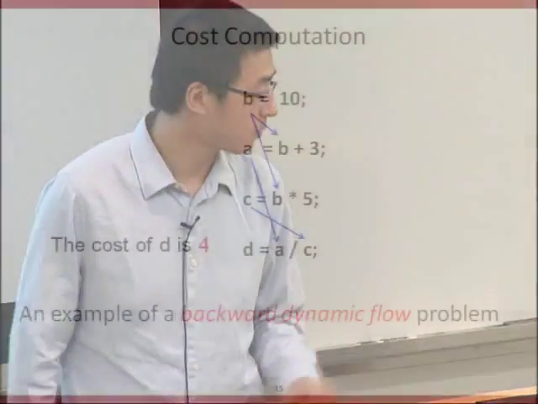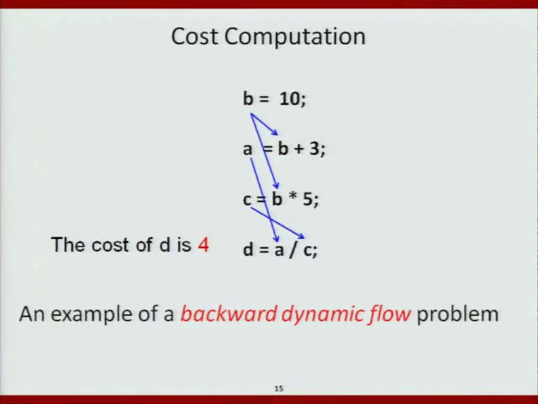We call this problem a backward dynamic flow problem because in order to solve the problem, we need to record and traverse backward some kind of history information of the execution. So this is a backward problem as opposed to a forward problem, right? There are actually many other backward dynamic flow problems. This is just one of them. If you're interested in those other problems, you can look at the paper, or we can talk offline.